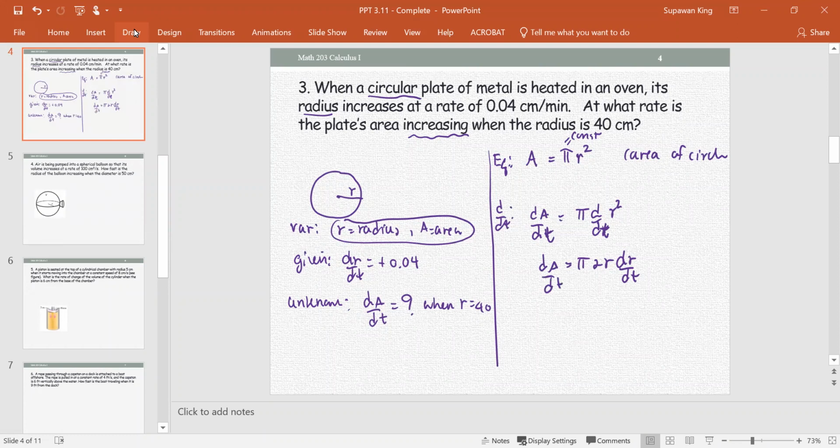The question asks for dA by dt. Now we write it as 2 times pi times r, where r is 40, multiplied by dr by dt, the increasing rate of the radius, 0.04. Then simplify the numbers to get the answer as negative, not negative, sorry, it's going to be positive 3.2 pi.